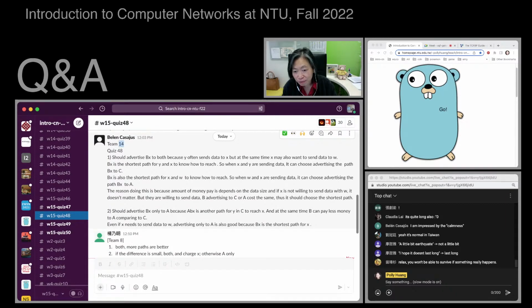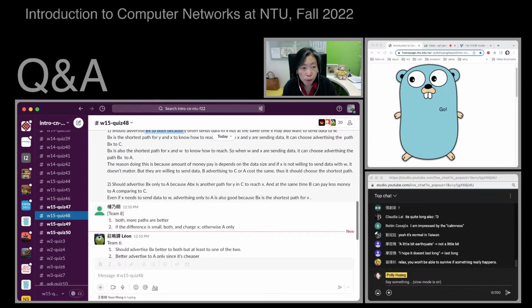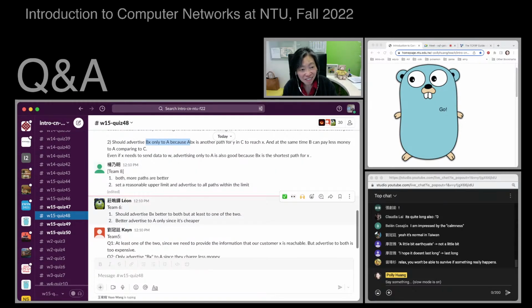And team 14, I see. They think that for Q1, B should forward BX to both A and C. Because, hey, W might want to send data to X as well, just like Y wants to send data to X. Okay, that's a good reason, because you don't know when W wants to send data to X. For Q2, team 14 also chooses to forward to A because it's cheaper, I guess. Yeah, for the same service, if one is cheaper versus another, which one do you choose?